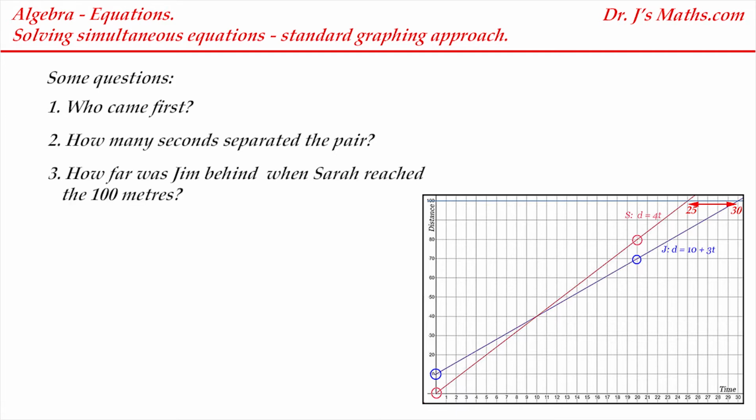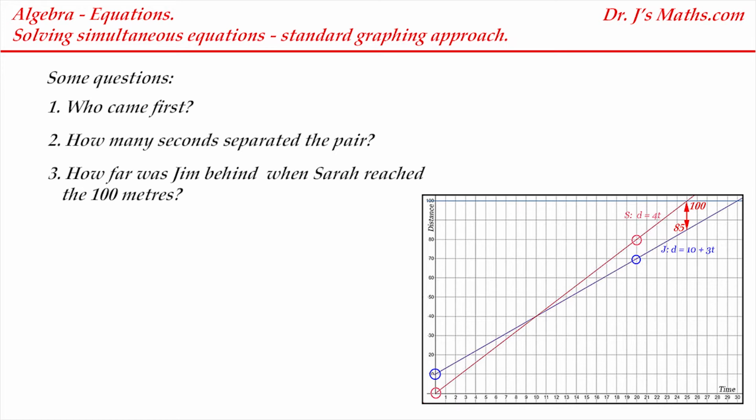The third question is, how far was Jim behind when Sarah reached the 100 metre mark? Well, the little arrow shows that Sarah was at 100 metres and Jim was down there at 85 metres. Again, almost the same, just a short 15 metres difference between the pair. And finally we ask, after how many seconds did Sarah pass Jim? Well, we go to the point of intersection, which is the break-even point, and we put an arrow down, and it took Sarah 10 seconds to get to Jim and pass him. She's a pretty good runner.